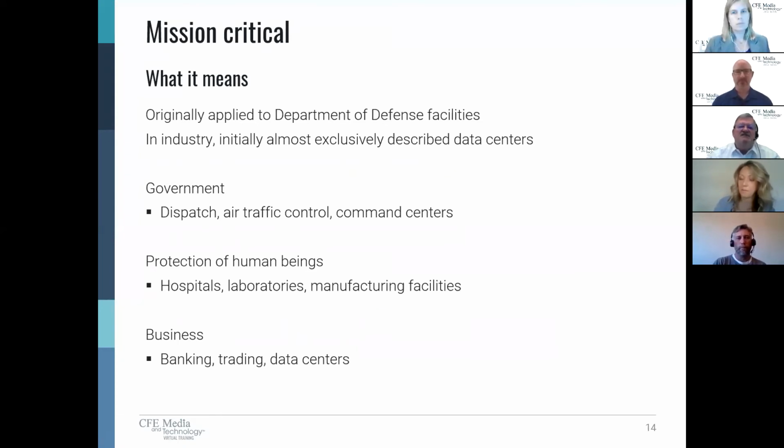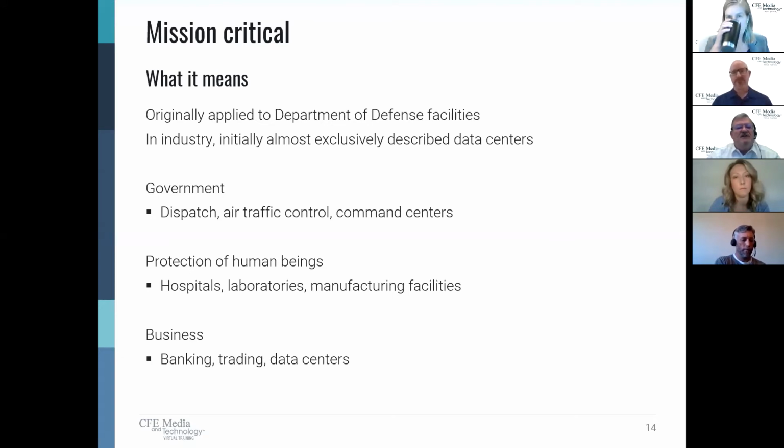Since that time, it's taken on a broader and maybe a more sensible meaning, and it's to mean anything whose loss would cause a disastrous consequence for the owner or for others. That might be loss of life, serious injury, it might be a contractual default or lost revenue for businesses.